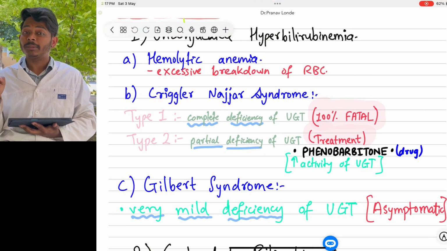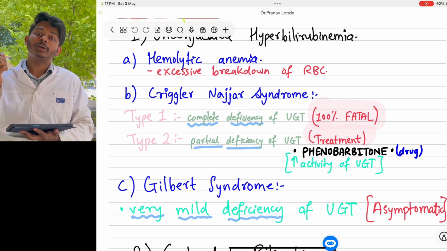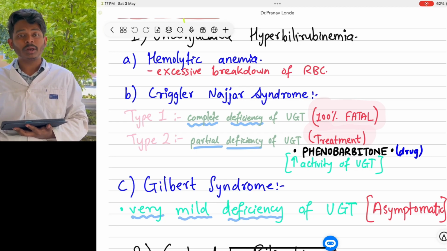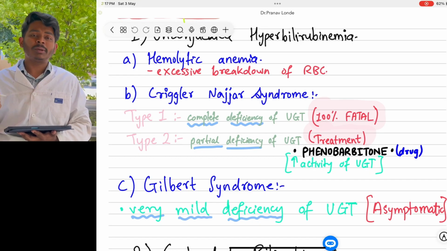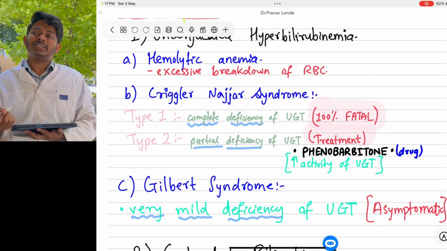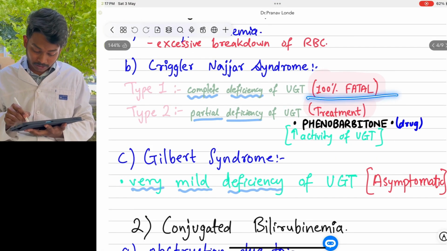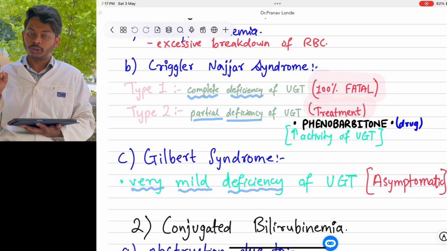So what will happen when there is complete deficiency? Because of this complete deficiency, the unconjugated bilirubin will not get converted into conjugated bilirubin. So there will be accumulation of this unconjugated bilirubin. What will happen? The patient may get sick, and in severe cases he may die. So this is 100% fatal. That means there are 100% chances that the patient will die for sure.